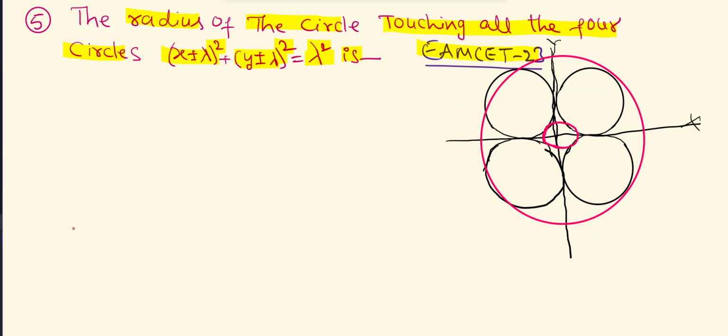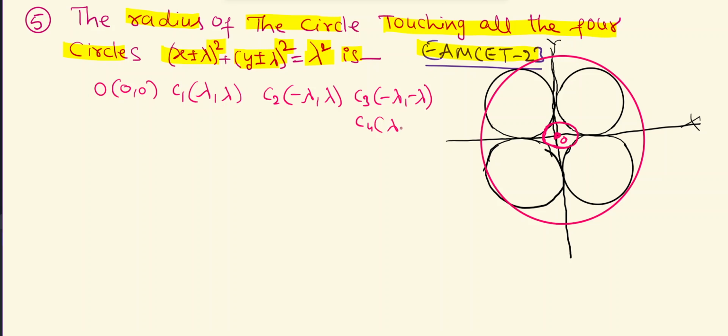Now we find the radius of these 2 circles. First, this is the origin, the center 0 comma 0. The center of the first circle in the first quadrant is lambda comma lambda, this is C1, and C2, the center of the second circle, is minus lambda comma lambda, and C3 is minus lambda comma minus lambda, and C4 is lambda comma minus lambda.